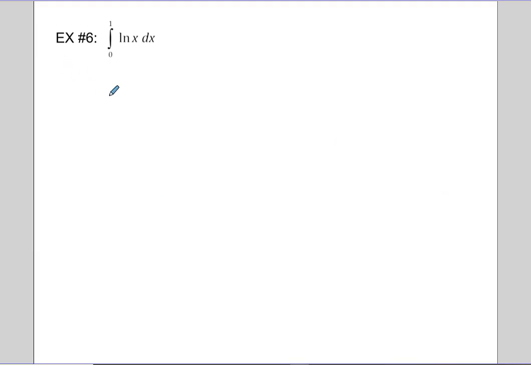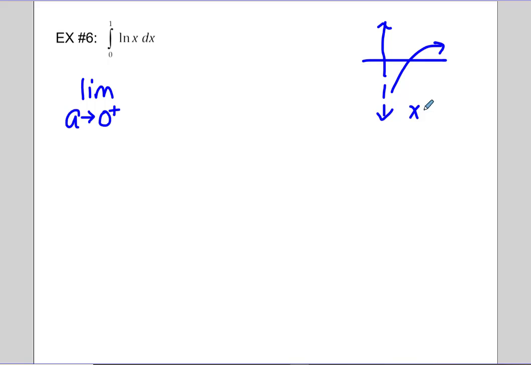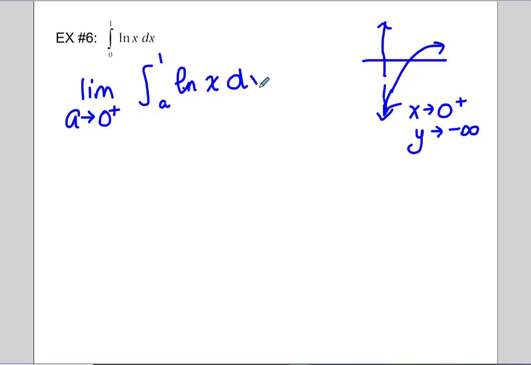So in this case, we want to look at the limit, and I'm going to use a again, as a approaches 0 from the right, because consider the natural log of x. As x moves to 0 from the right, y is unbounded downward, so we're thinking about that. So we have the integral from a to 1 of natural log of x dx. You've got to think about this, that natural log function has some problem at 0. So we have to think about the right-hand limit.